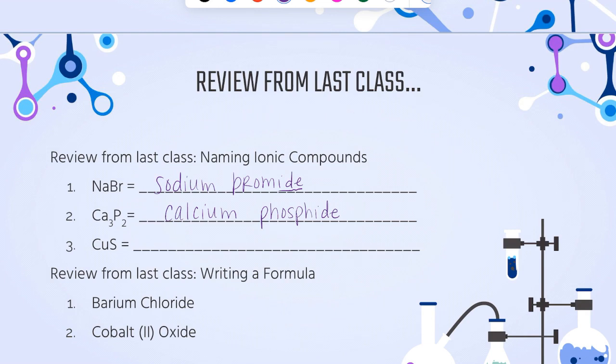Okay, last but not least, we'll look at Cu. Cu on the periodic table is copper. And copper is a transition metal, so we'll need a Roman numeral. So I like to put the parentheses and then come back to that. And S is sulfur, so we change it to sulfide. So now for the Roman numeral.